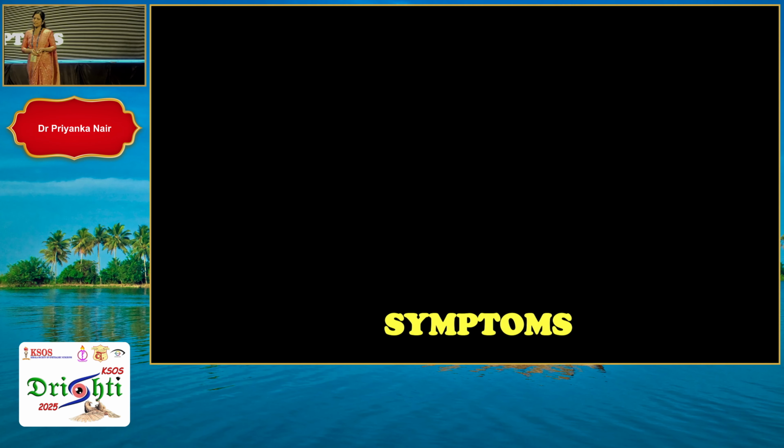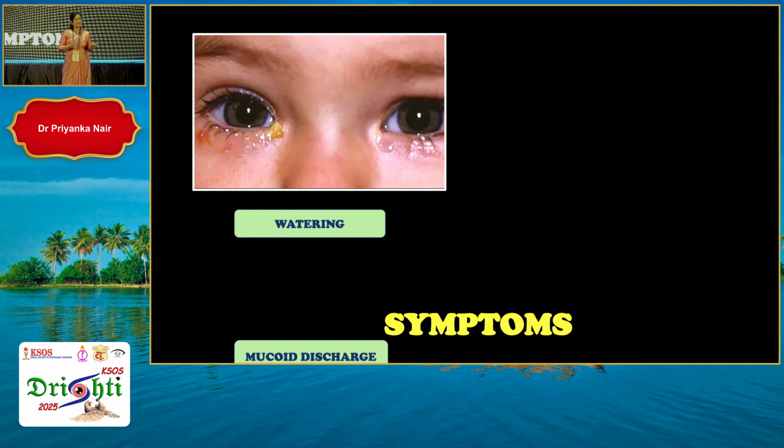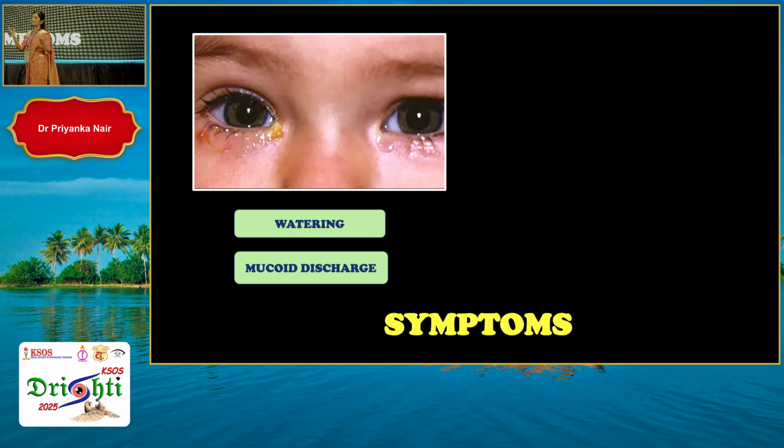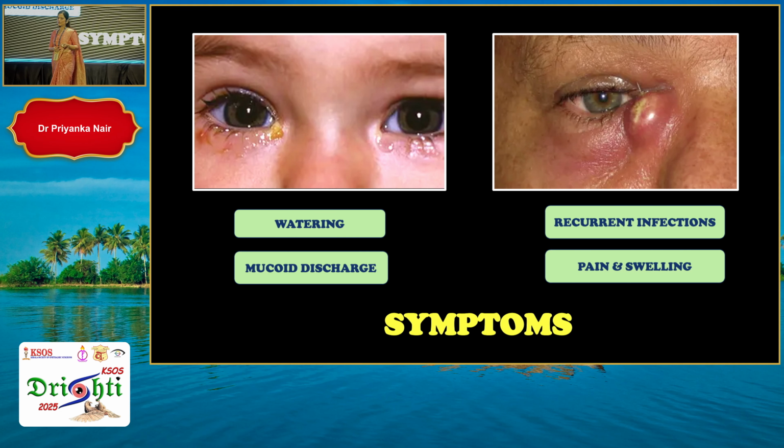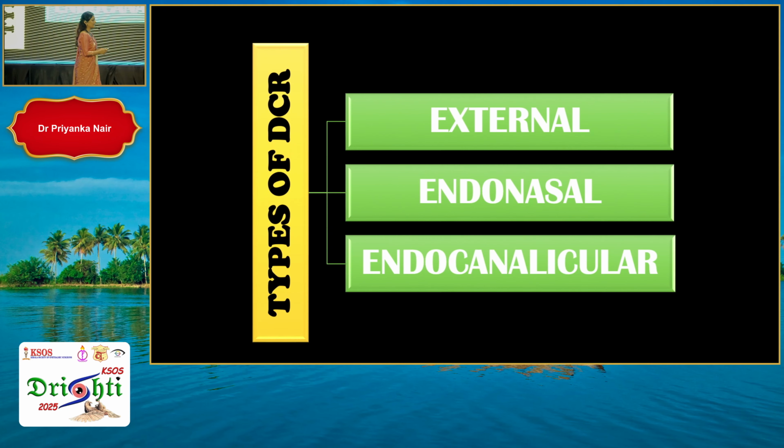So how will you suspect that the patient has a nasolacrimal duct blockage? The patient will present to you with recurrent watering and discharge, and because stagnation of tears is there, they will present with recurrent swelling, pain, and infection. So now you know the what and when. Now let us move into the how. There are basically 3 approaches to DCR: external, endonasal, endocanalicular.